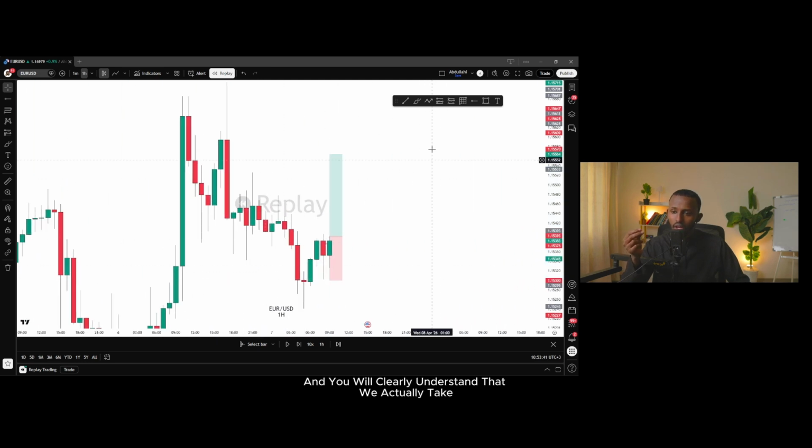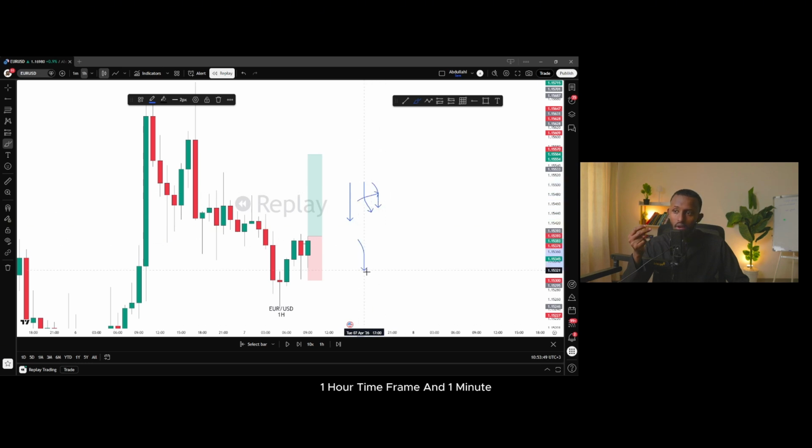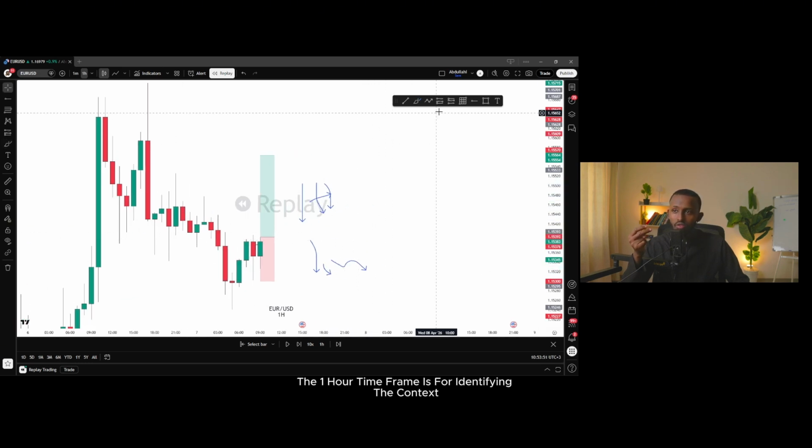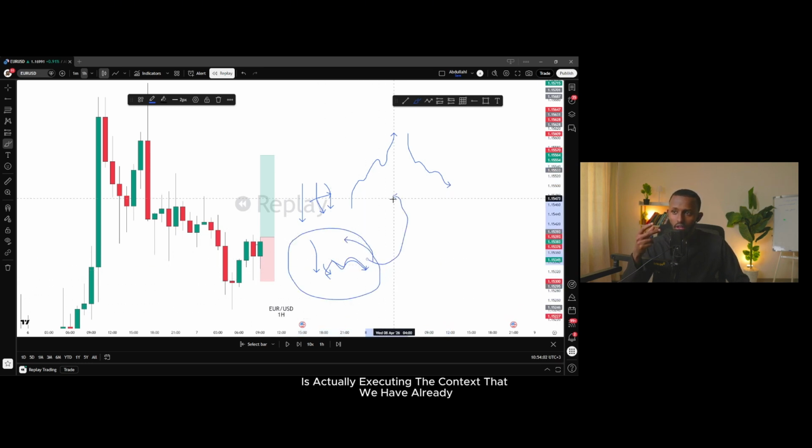that we actually followed a process of using two time frames, 1 hour and 1 minute. The 1 hour time frame is for identifying the context or the structure, or where we are based, whether we are trading high or we are trading low. The 1 minute chart is for executing the context that we have already got.